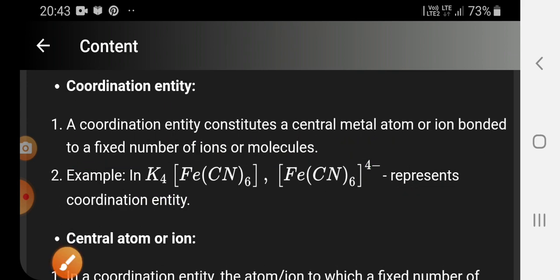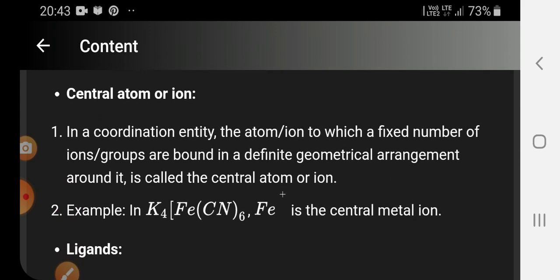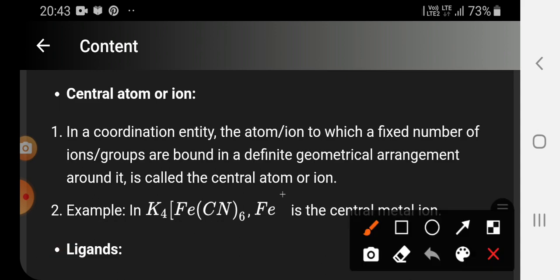Now move on to another topic, central atom or ion. This is a very simple definition. In a coordination entity, the atom or ion to which a fixed number of ions or groups of molecules are bonded in a definite geometrical arrangement around it is called the central metal atom or ion. So now let us consider this example.